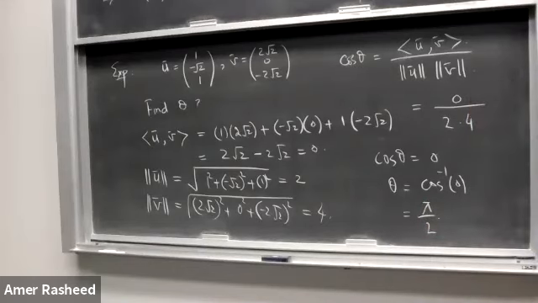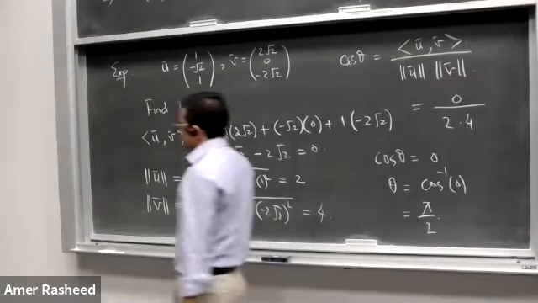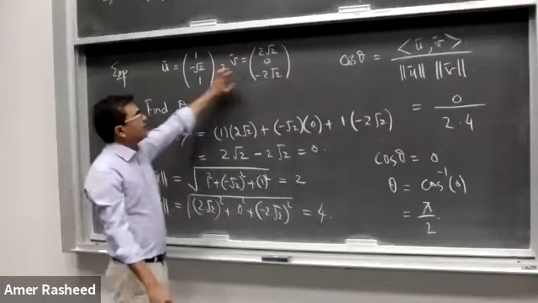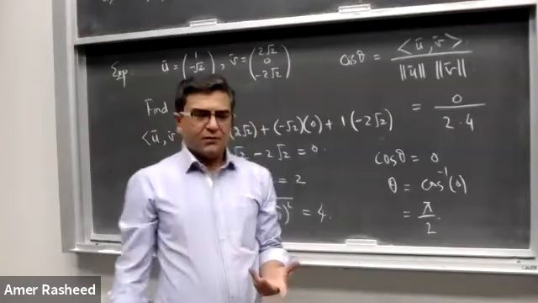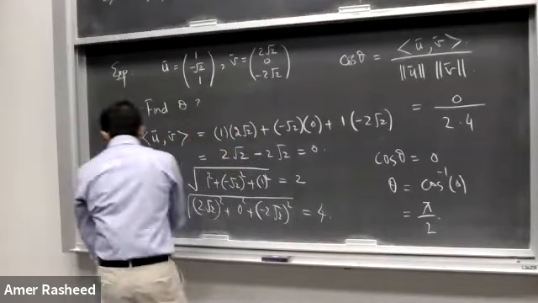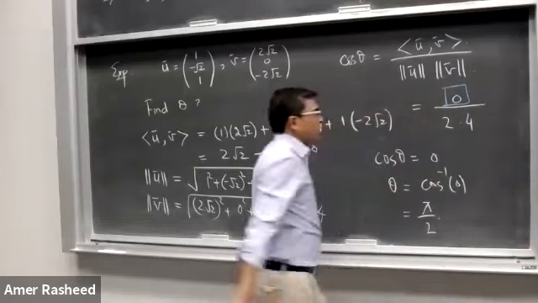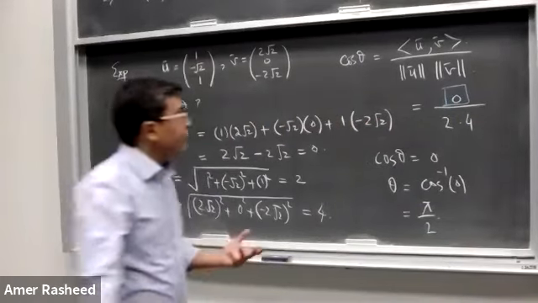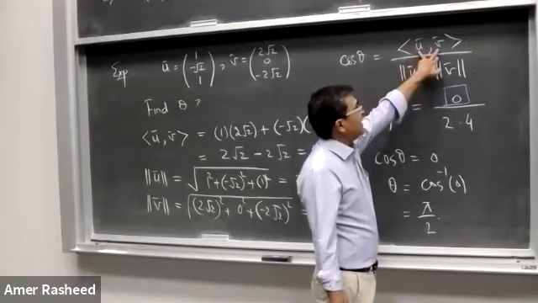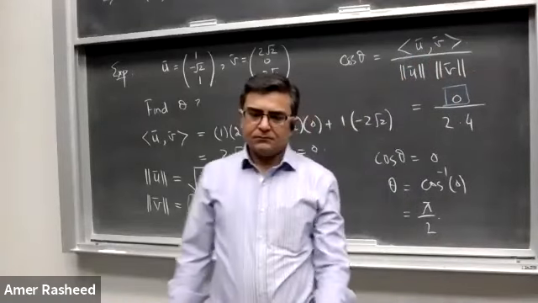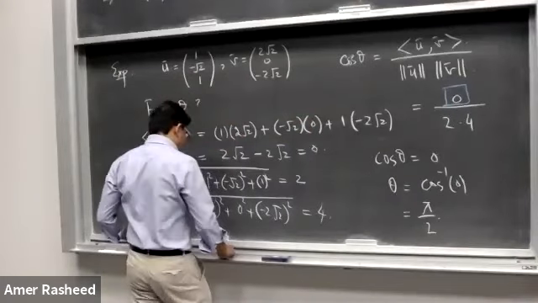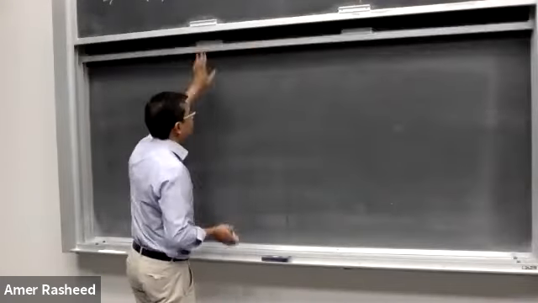So theta is pi by 2. What does it mean? These two vectors are perpendicular to each other. So from here, you can observe that whenever the dot product is 0, it means these two vectors are orthogonal. So we obtain a result from here.